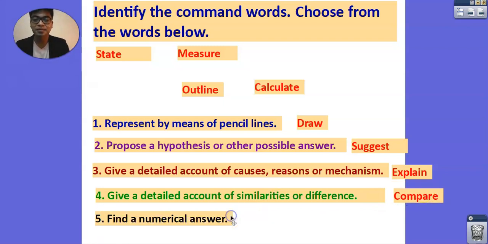And the last, you still have 4 more choices up there. Find a numerical answer. This is calculate. So you need to solve something and you need to have your workings.